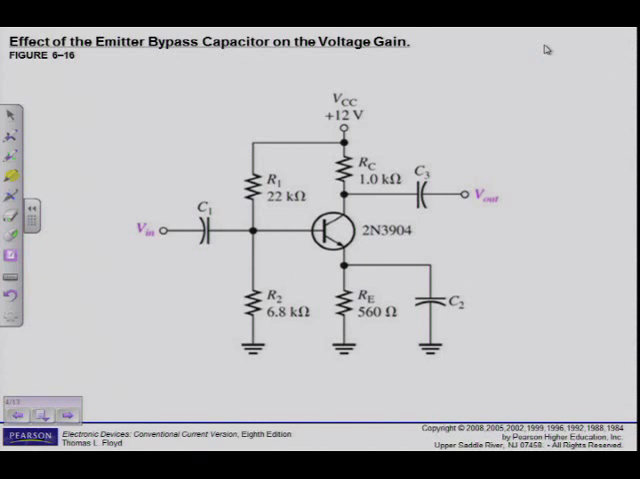Okay, so two things that I have to be careful to watch out for. The rule of thumb: XC should be 10 times less than the value of RE. And of course that I should calculate this value at minimum frequency.